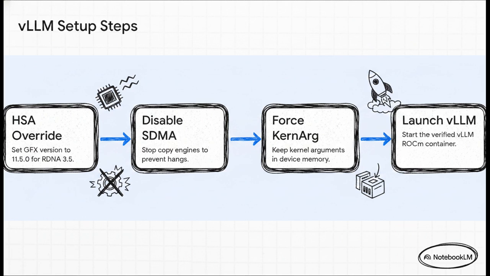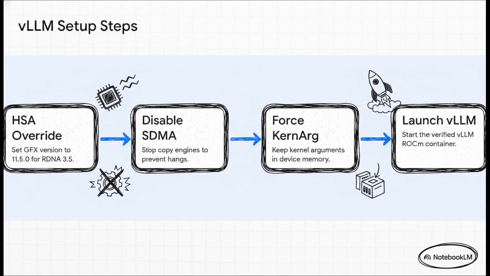So here is the actionable verified launch sequence for the GFX 1150 architecture. First, you absolutely must set the HSA override to 11.5.0 to target the RDNA 3.5 ISA. Second, disable SDMA. This one is crucial. It stops copy engines from racing the CPU on the shared bus.